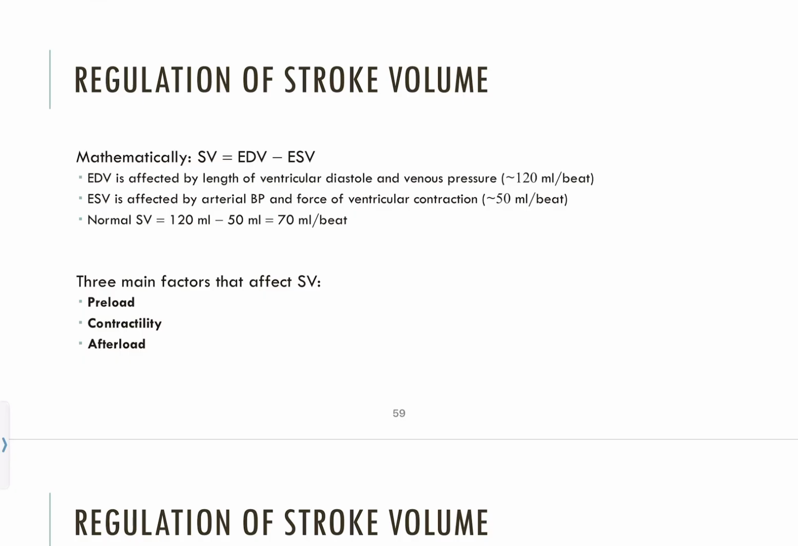So a normal stroke volume, like I mentioned, is about 70 milliliters per beat. And there's 3 key factors that influence stroke volume, and that's preload, contractility, and afterload. So make sure you understand what these all mean.